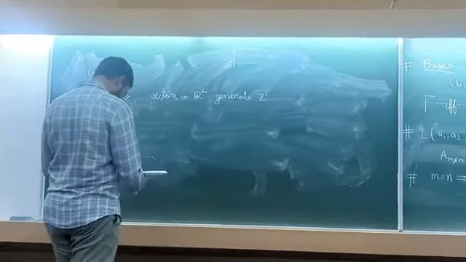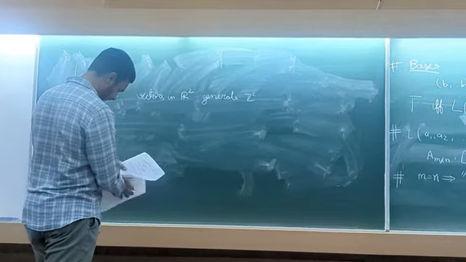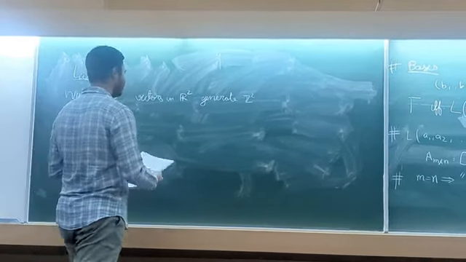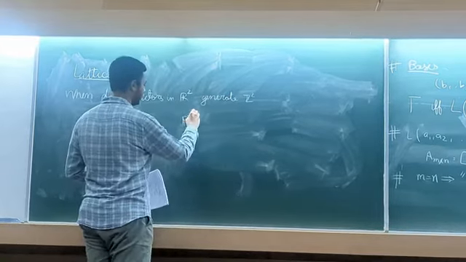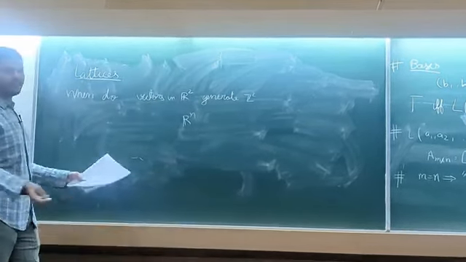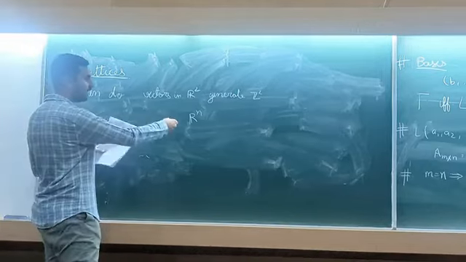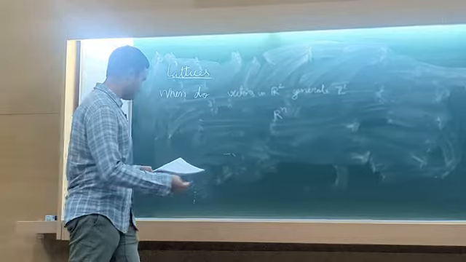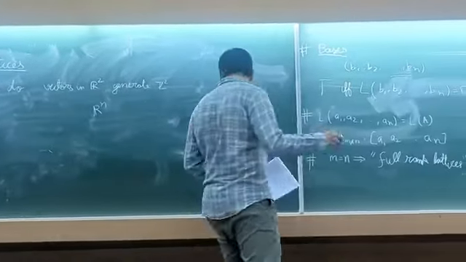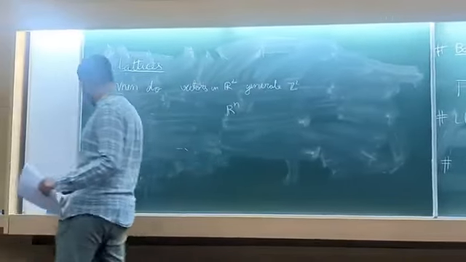But in general, if I have some n dimensional space, and say for simplicity that I have a full rank lattice, when do n vectors generate Z^n? So those are the sort of questions that we will answer. Before that, I want to clear up some linear algebra terms.